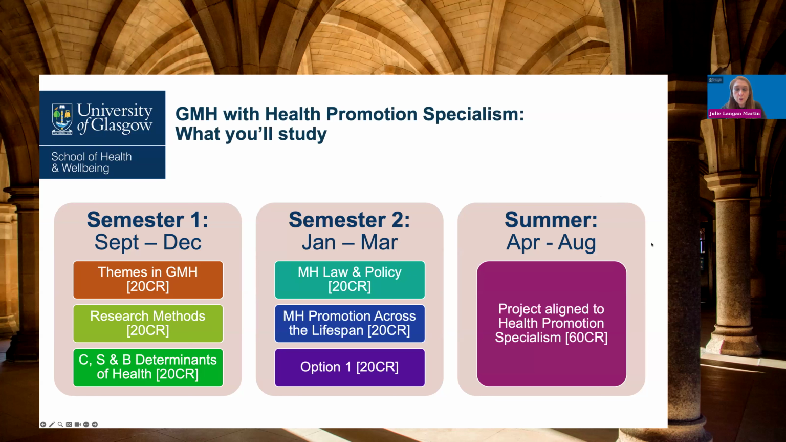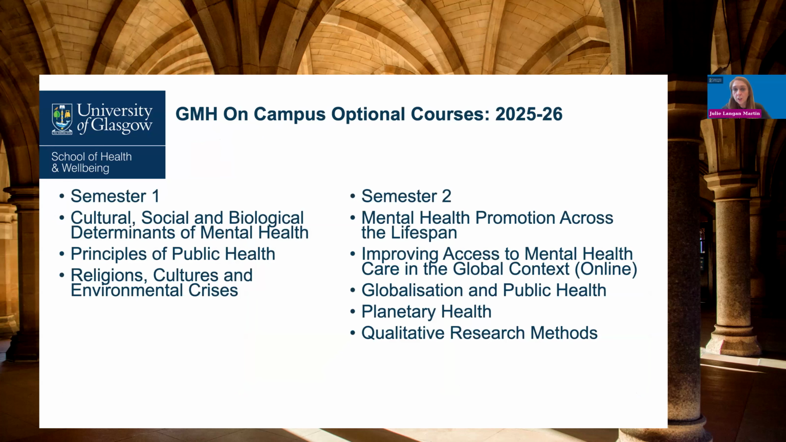If you choose to do the Global Mental Health Specialism in Health Promotion, you'll do fewer optional courses because you've got more core courses. So you'll do 3 core courses in semester 1. So you'll do the 2, Themes in Global Mental Health and Research Methods, that all students will do. And then if you're doing the Health Promotion Specialism, you'll do the Cultural, Social and Biological Determinants of Mental Health course. And then in semester 2, in addition to the Law and Policy core course, you'll do the Mental Health Promotion across the lifespan core course, and then you'll have 1 option.